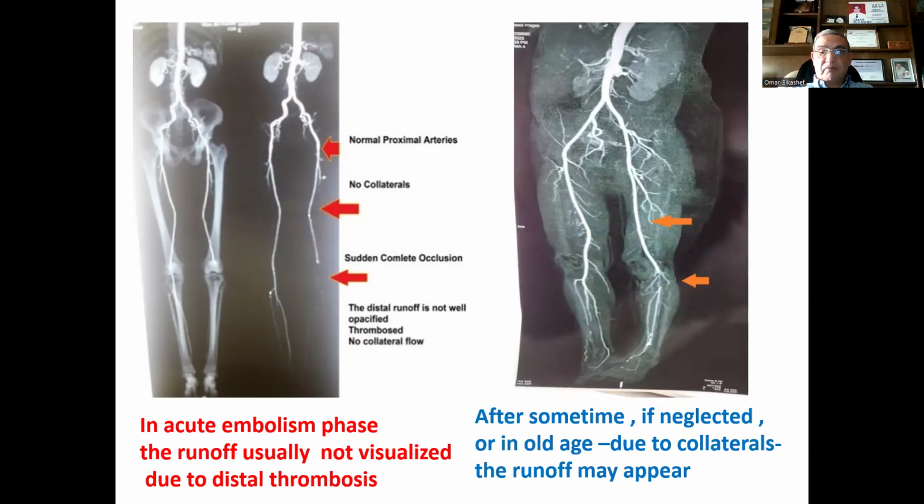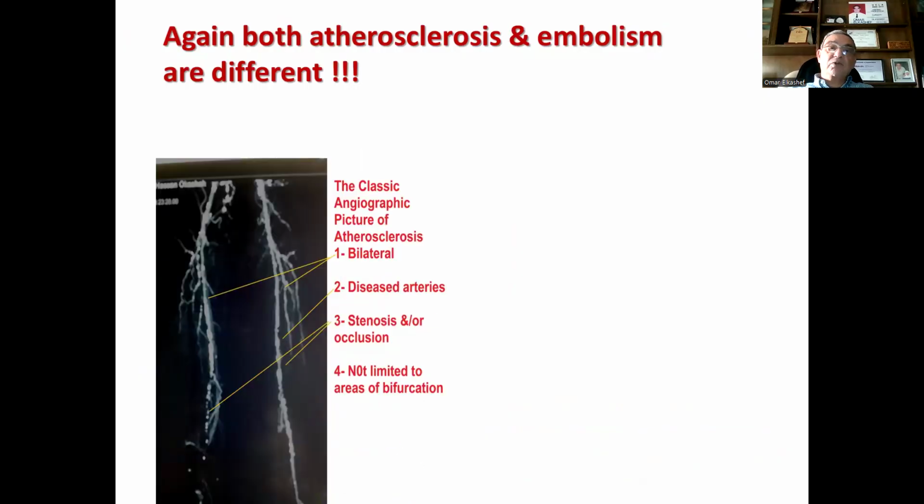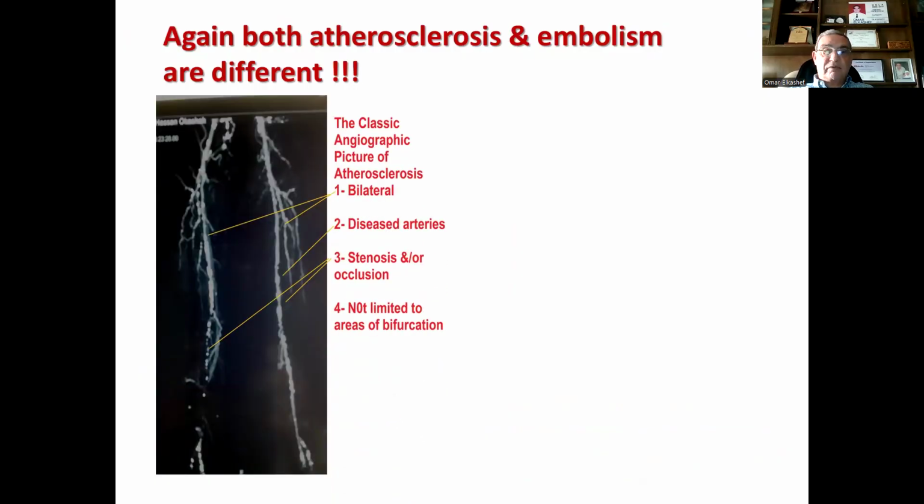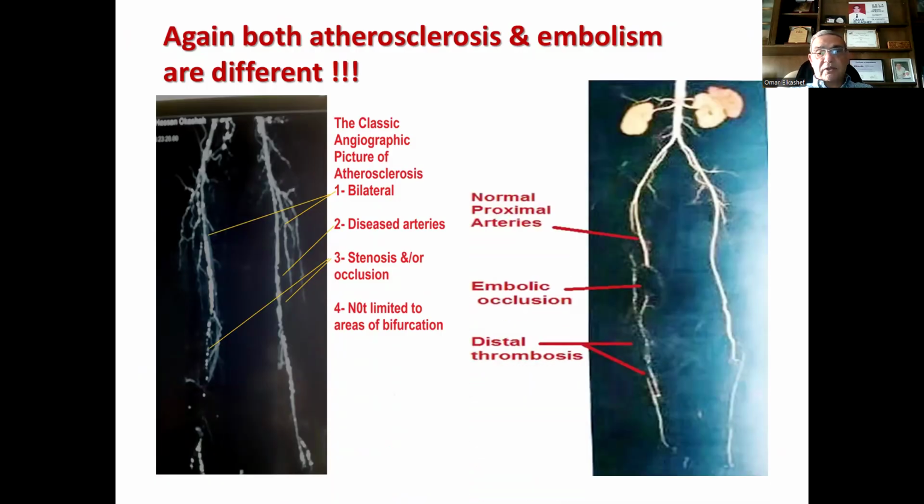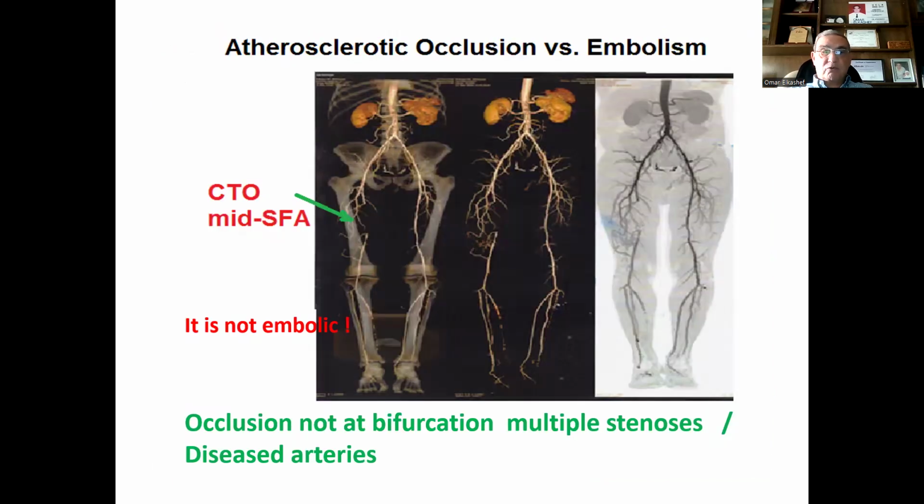But after some time, if neglected, the embolism, or in old age due to collaterals, the distal runoff may appear again. Again, atherosclerosis and embolism are different. In atherosclerosis, the classic finding is bilateral disease, with arterial stenosis or occlusion not limited to areas of bifurcation, while in embolism there are normal proximal arteries, abrupt occlusion, and distal thrombosis.